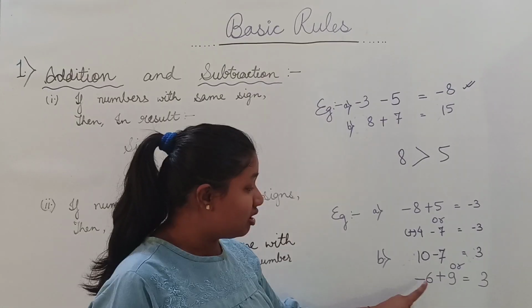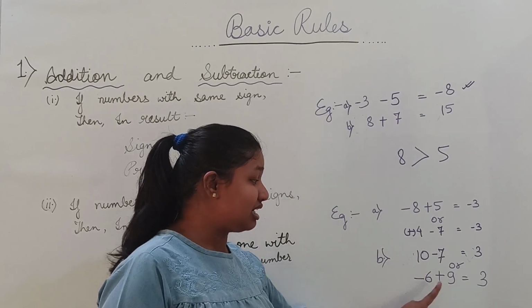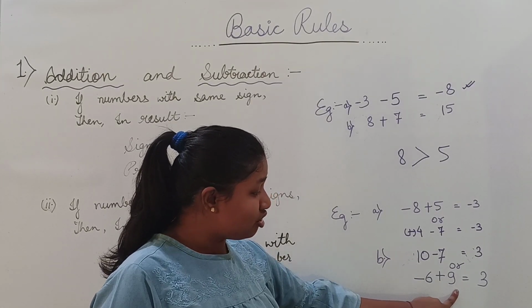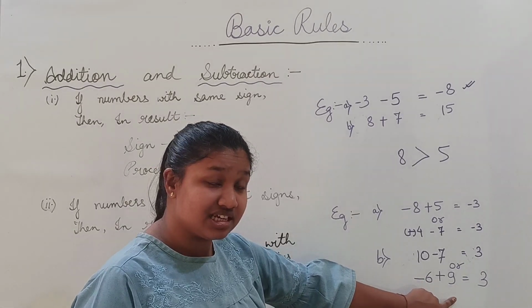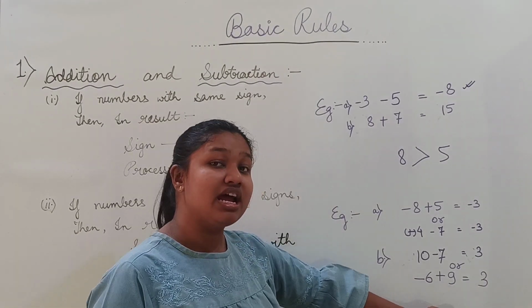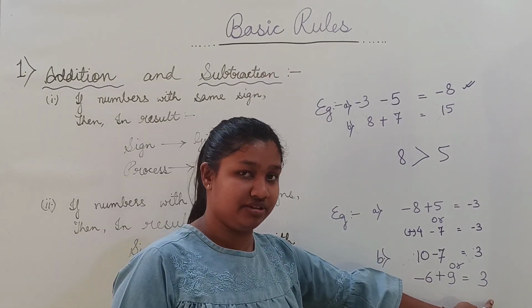Similarly here -6 is written first and then +9, but still, since 9 is greater than 6, we use the symbol positive and 9 minus 6 is equal to 3.